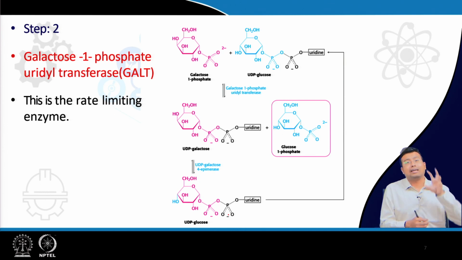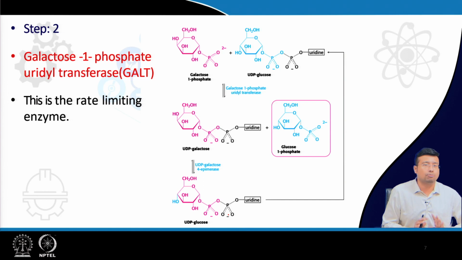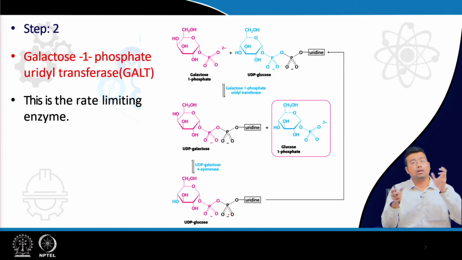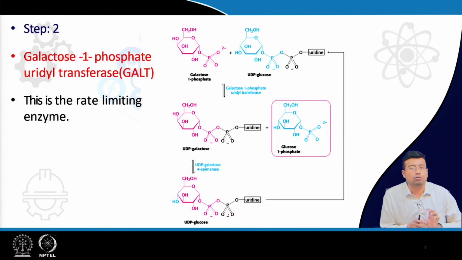Remember I told you galactose cannot directly participate in any reaction. Suppose we need formation of lactose, I am just giving you a very small example. We need glucose and galactose. So, galactose cannot simply go and bind to glucose, like in glycogen. So, we need galactose in UDP form. So, how is this UDP galactose formed?